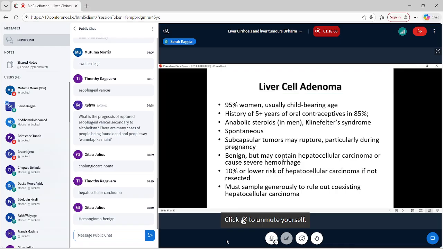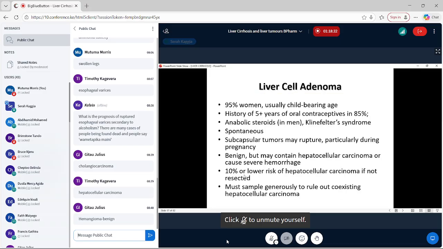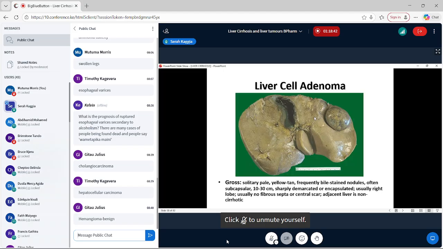However, when we get this brought on my desk, I have to really sample it because sometimes it could house an HCC in about 10% of cases. Okay. So that's why I'm saying I have to sample, I have to cut small pieces to make sure I don't miss out the hepatocellular part of this.